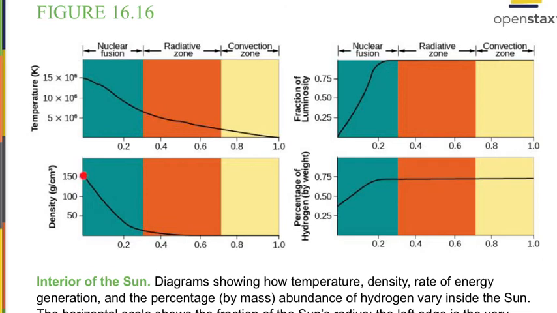160, so the density of gold is about 19 grams per cubic centimeter, and so the center of the sun is about 10 times the density of gold. By the way, there are objects that are way more dense than that.